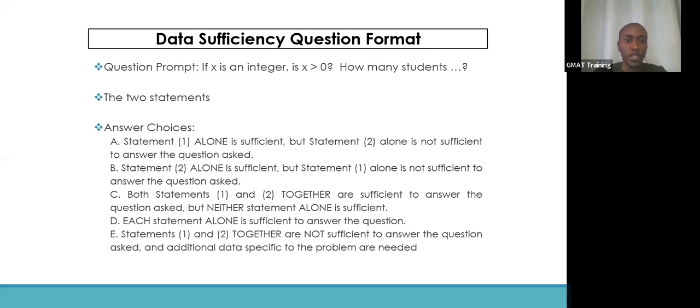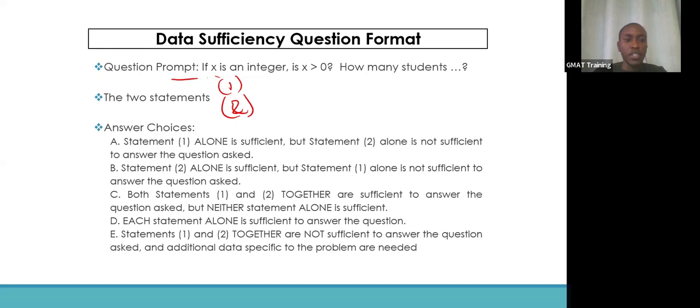We have the question prompt. We can have, if x is an integer, is x greater than 0? How many students? These are types of other prompts that you'll be having. Then we'll have statements 1 and 2. You have to evaluate the statements independently first, to see if they are sufficient to answer the question in the prompt. If not, it's insufficient. If it is sufficient, then yes, it's sufficient.